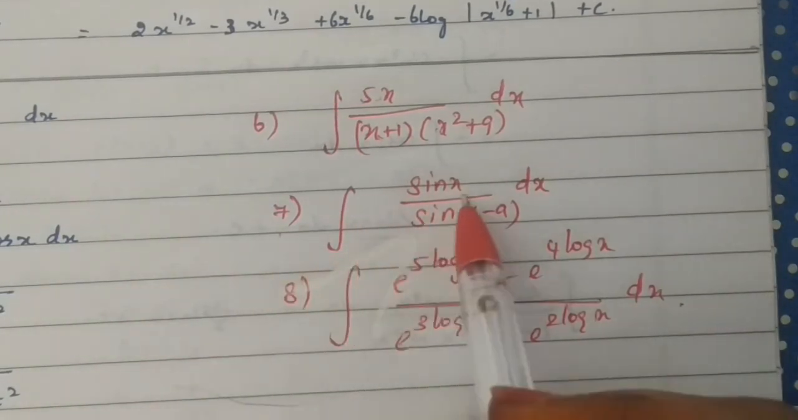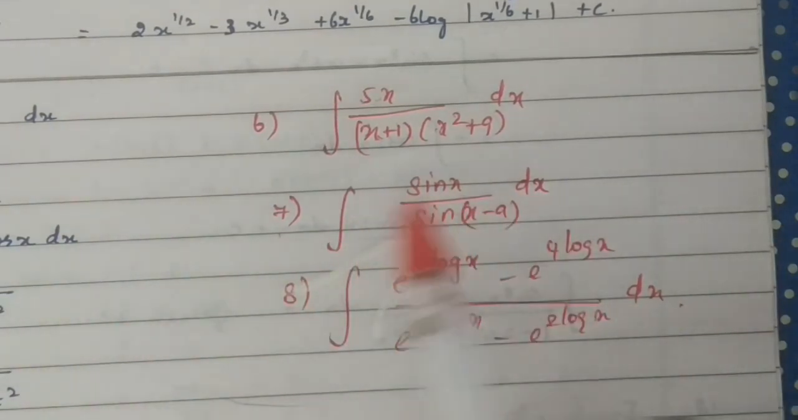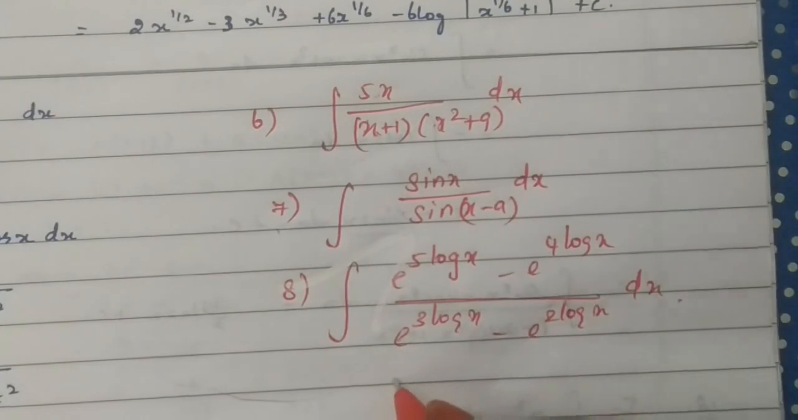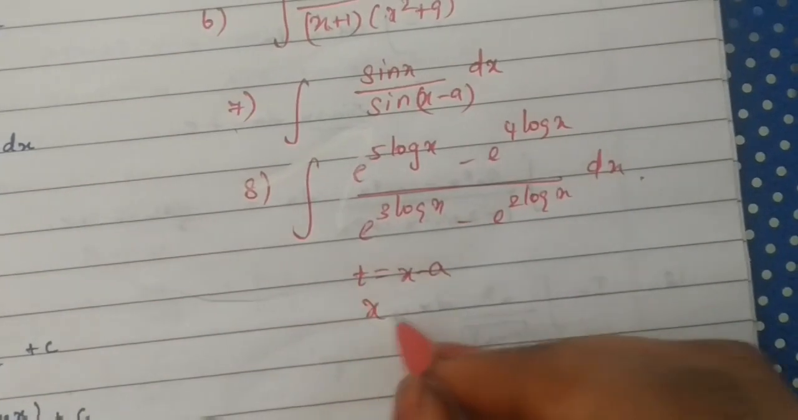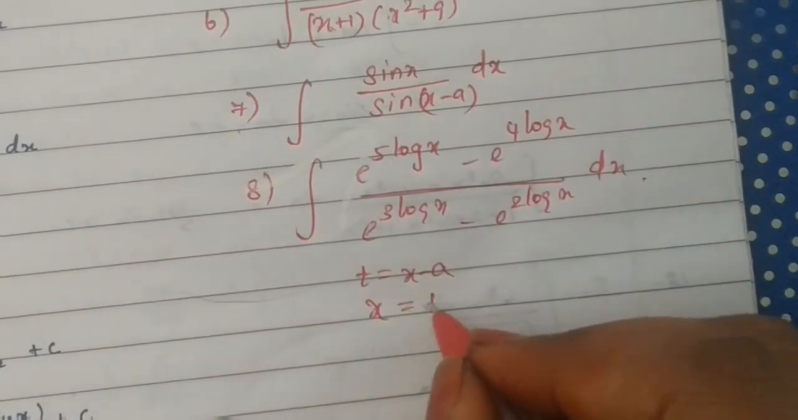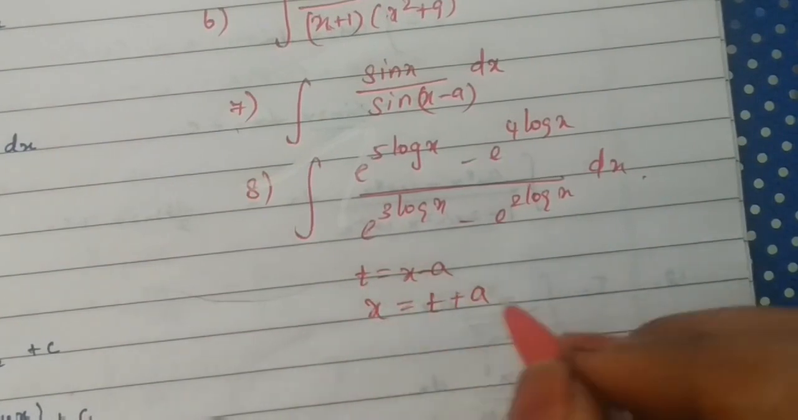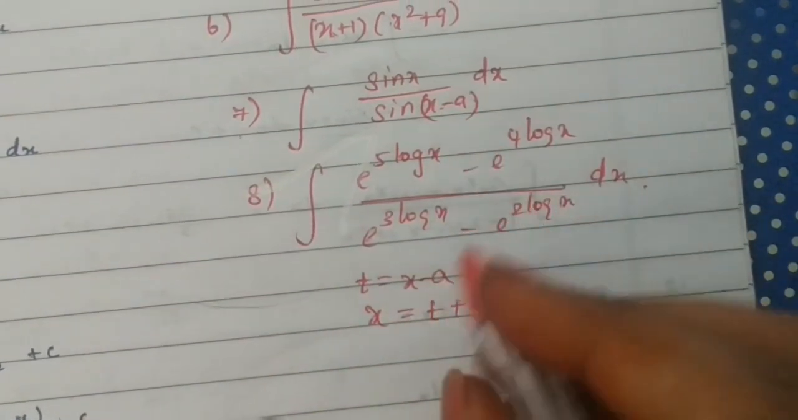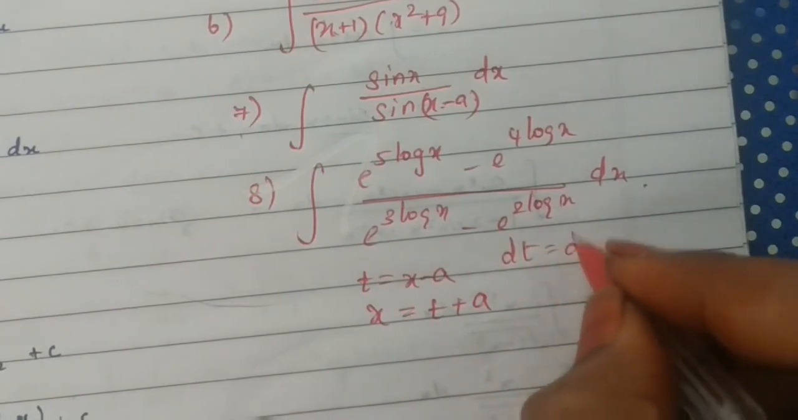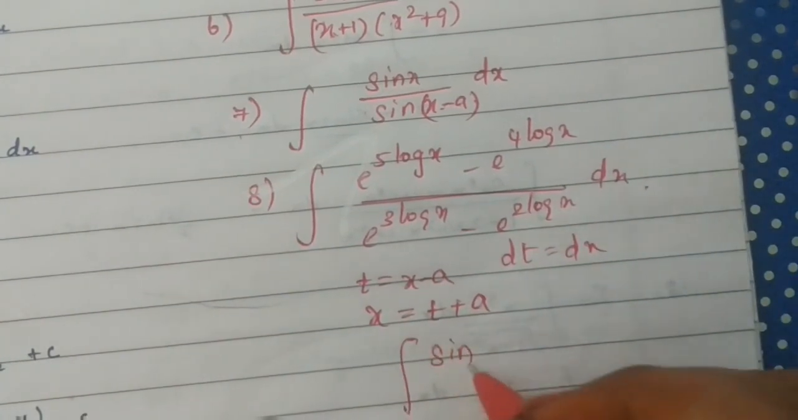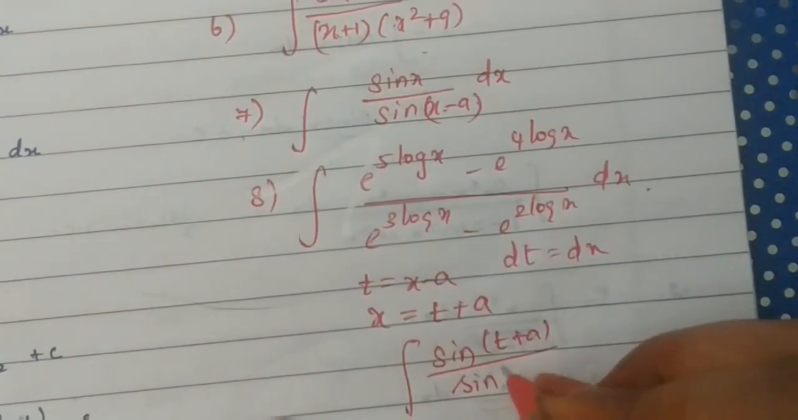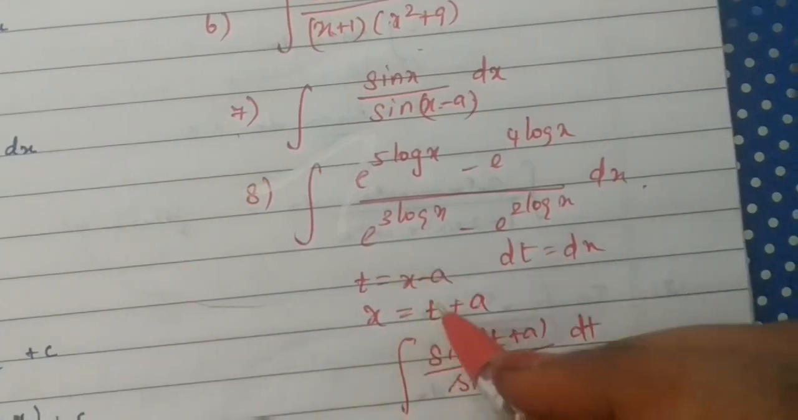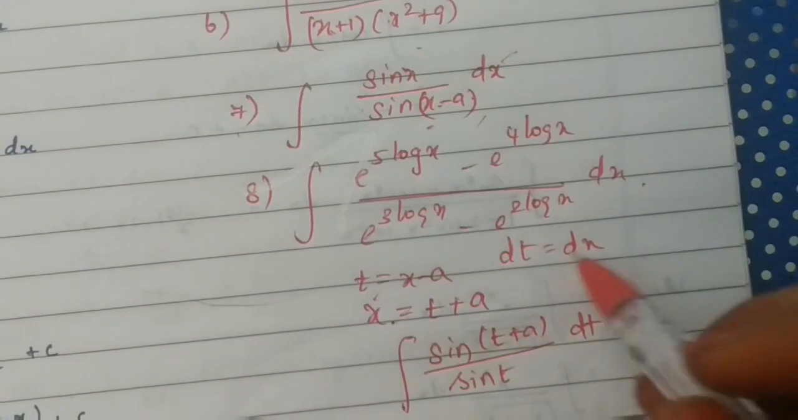Seventh question, integral over sin x divided by sin of x minus a dx. Just go through an example sum. Here you will take t equal to x minus a. Now, what will be the x value from this? Bring this a to this side, that will be the value of x. This x minus a we are taking to be t. Now differentiate, dt you will be getting dx. When you apply here, in the place of x you will be substituting t plus a, divided by sin t into dx. Just apply the x value here, x minus a to be t and dx to be dt.